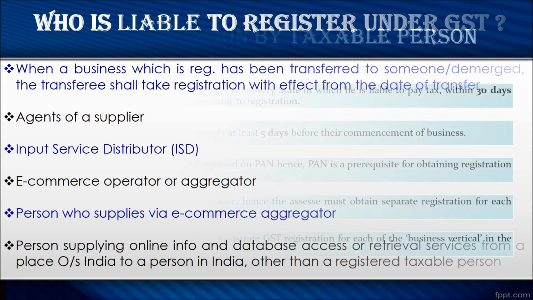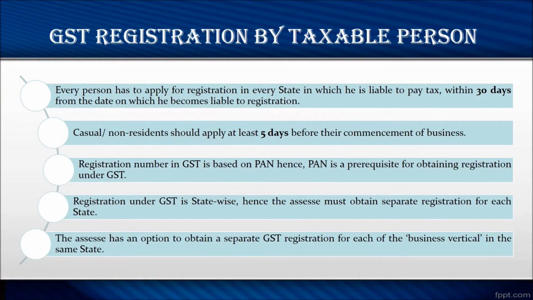Next, GST registration by a taxable person. There are some points that we need to consider before registering. First, every person who is liable to apply for registration has to apply within 30 days from the date he is liable. Secondly, any casual or non-resident should apply at least 5 days before the commencement of their business.